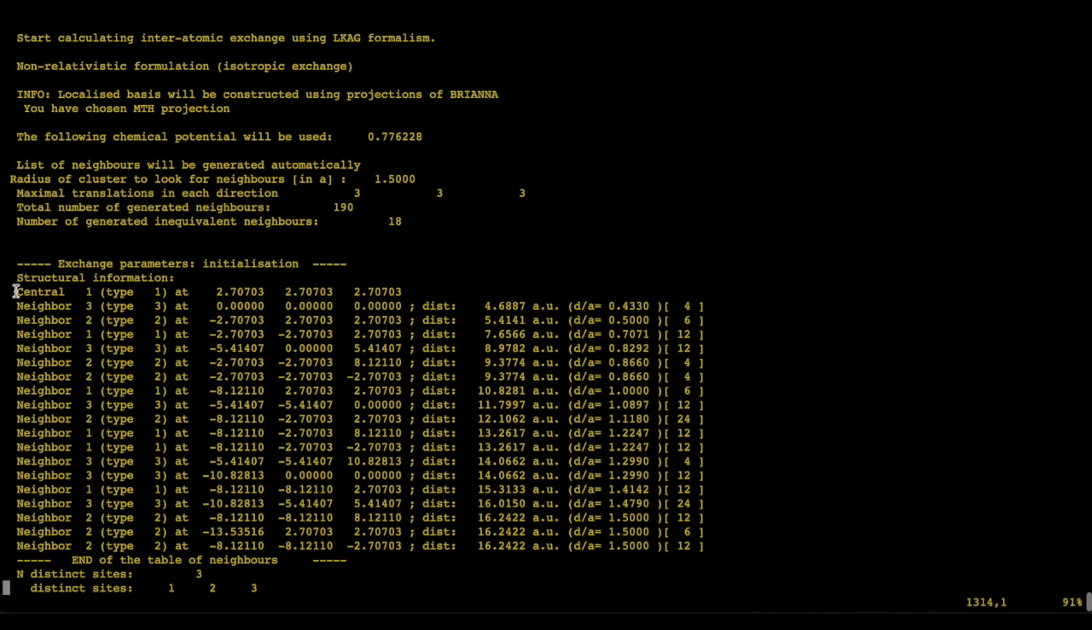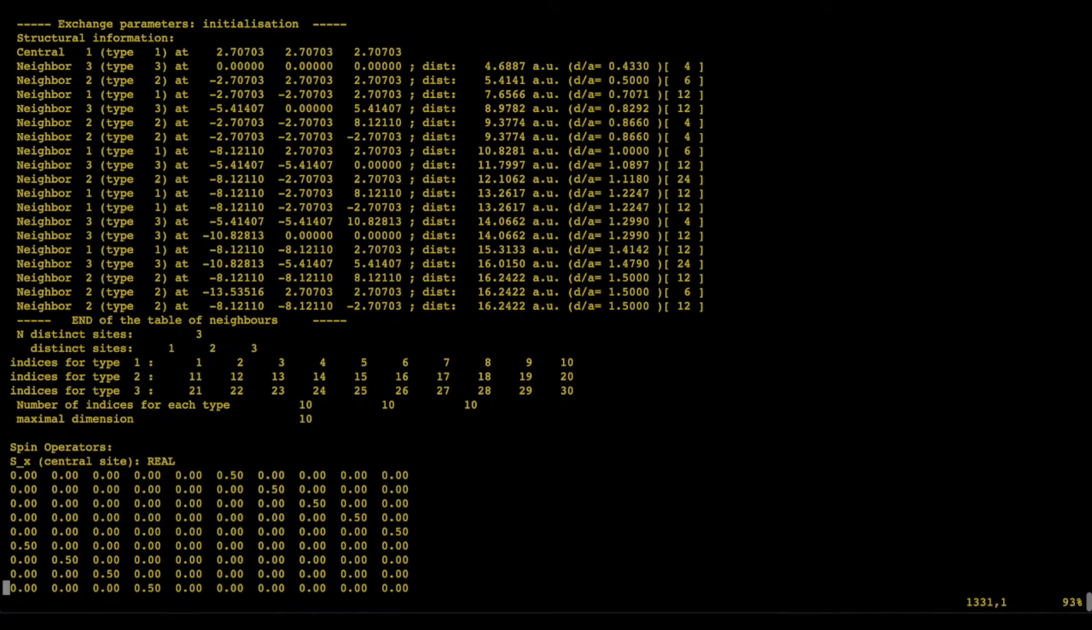This is the central atom, which is cobalt-1 in our case. And here is its nearest neighbor, which is of type 3, which means that it's iron. It's located at a distance 4.69 Bohr away from the central cobalt atom. And in fact, there are 4 neighbors of this kind. The calculation will be done only for one of them. Next line says that we have 6 next nearest neighbors, and they are of type 2, means that they are also cobalt atoms.